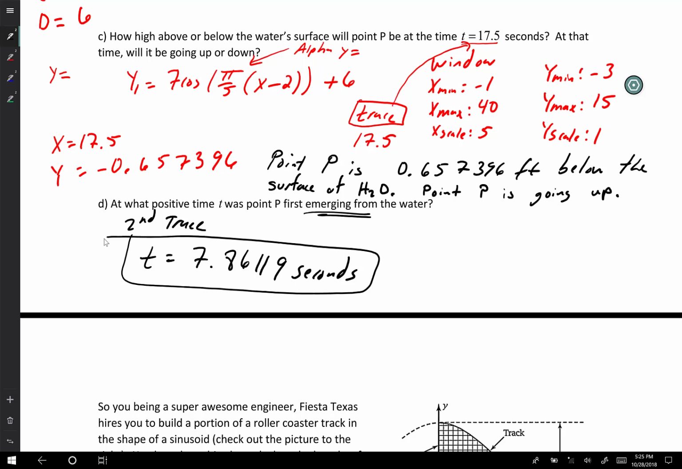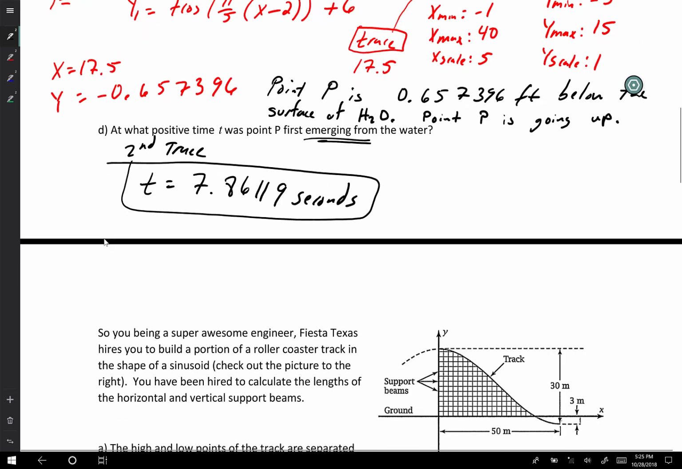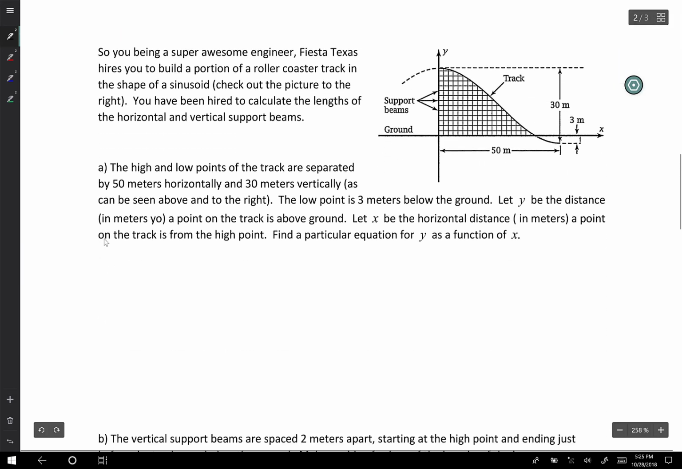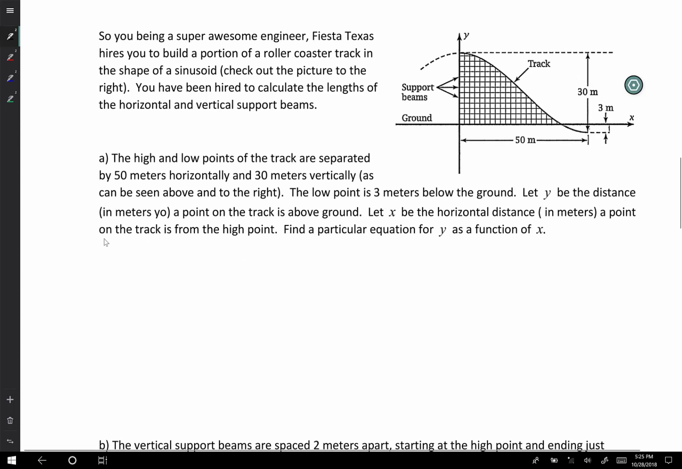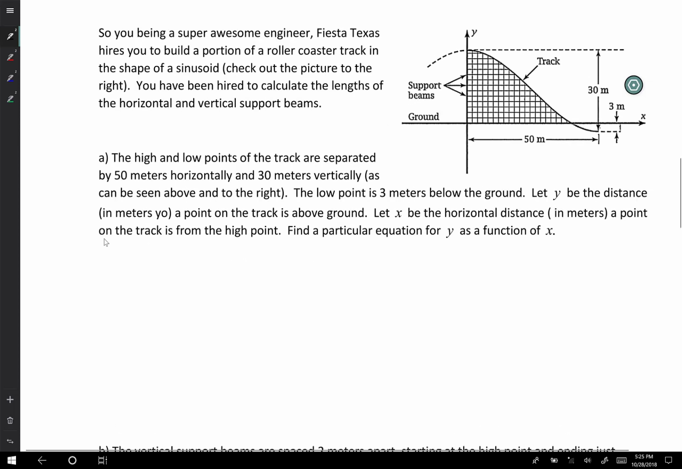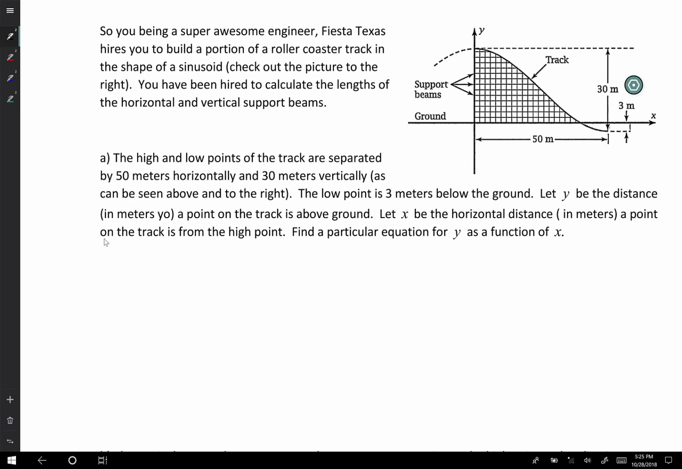But here we go, guys. Let's go to the next one. The next one's really cool. I really enjoyed this next question. Should I read it out loud? Yes? No? Okay, I'm kidding, guys. I can't really hear you, but I'm going to read it anyways. See, you being a super awesome engineer.